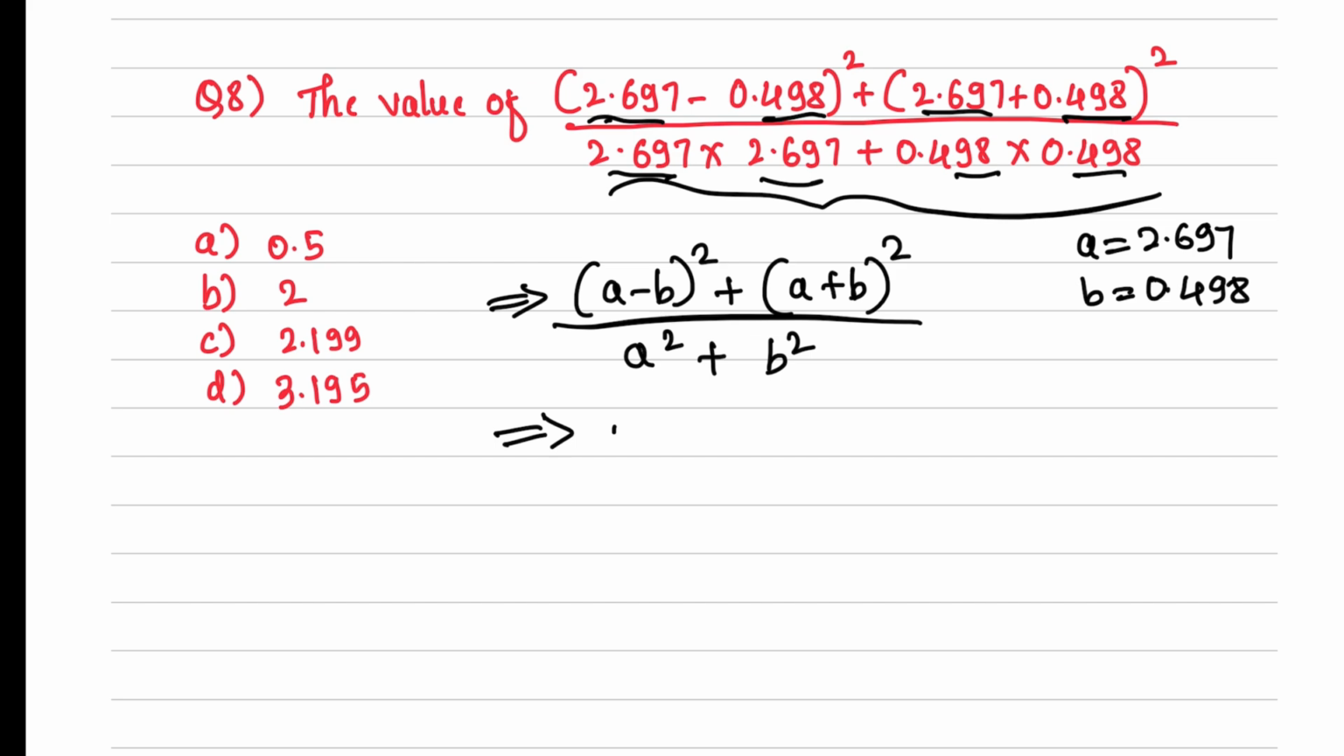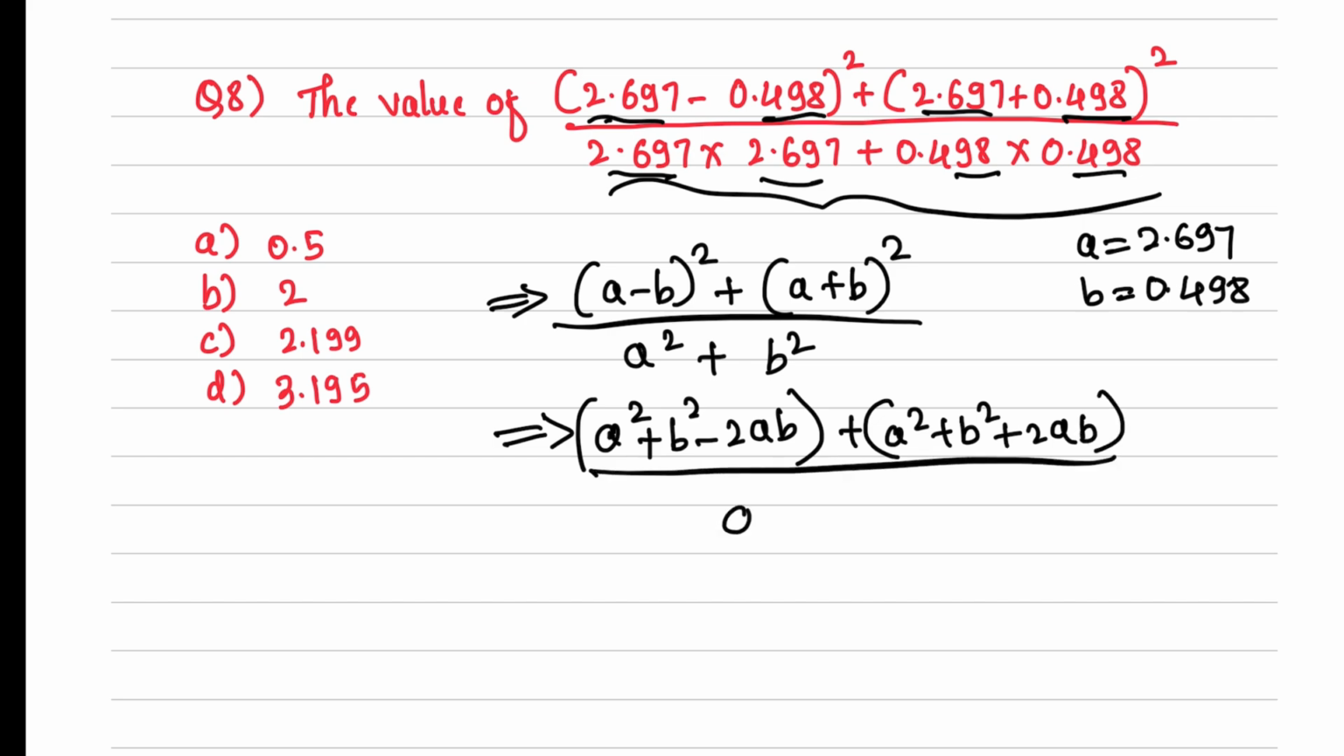How? See here. (A minus B) whole square means A square plus B square minus 2AB, plus (A plus B) whole square means A square plus B square plus 2AB, divided by A square plus B square. So if you can see here, minus 2AB plus 2AB will get cancelled.